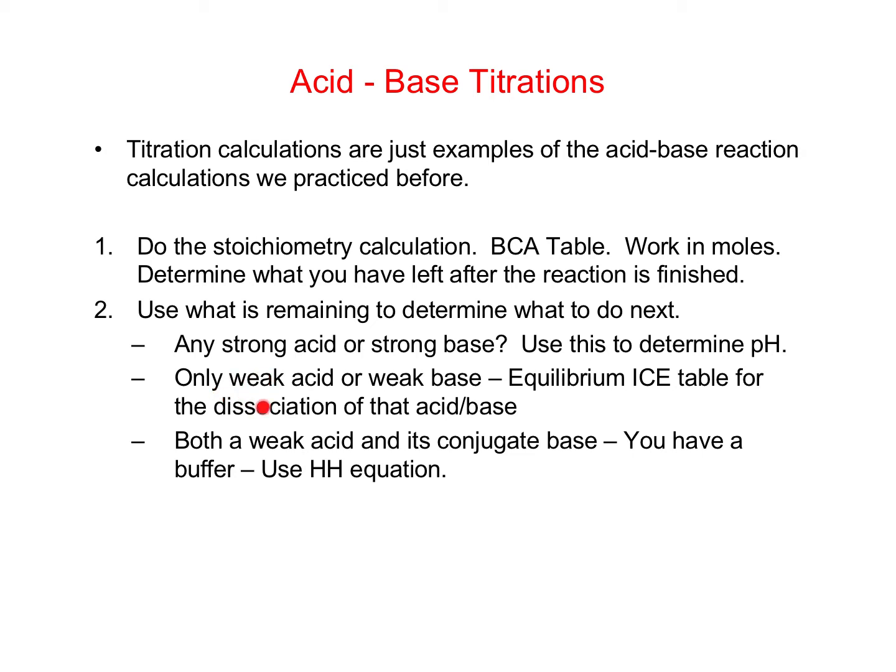If there is only a weak acid or only a weak base present, then we know how to do this. This is just calculating the pH of a weak acid or a weak base, and this is just an ICE table problem. If I have both a weak acid and its conjugate base, or the base and its conjugate acid, then we have a buffer, and so we can just use the Henderson-Hasselbalch equation. So we first do the stoichiometry, and then we do the follow-up, potentially equilibrium calculation.